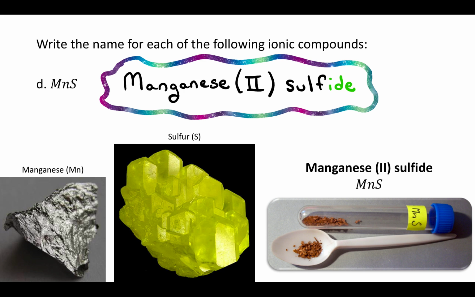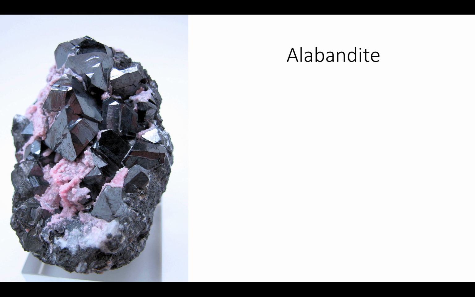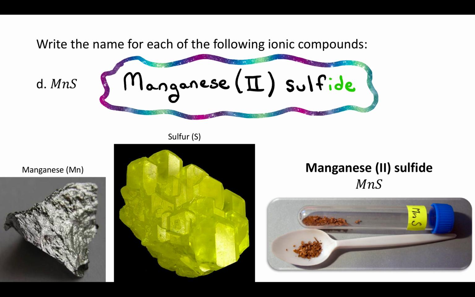Now in nature, that's found as the mineral alabandite. And because it's being smushed together here, it's a slightly different color than what it is in a powdered form.